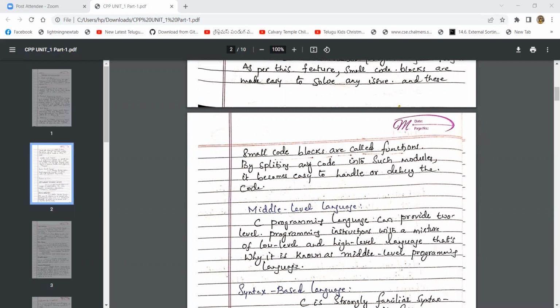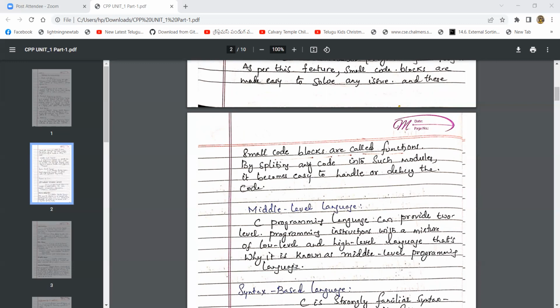And we can say C is a middle level language. A language is said to be middle level when it can support both low level as well as high level features. The low level feature is assembly language, which is machine understandable, whereas the high level is nothing but our English-like language. C can support a combination of both, so we can say C is a middle level language.